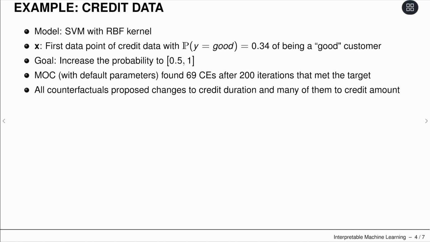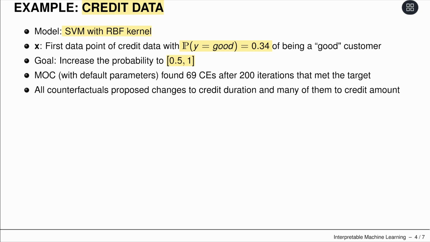Good. So here is an example where they applied that idea. The model, as before, was trained on the credit data. We have here an SVM again with an RBF kernel. We have a data point which gives us a credit score of 0.34 of being a good customer, and of course the customer would like to increase that credit score, let's say to at least above 0.5.